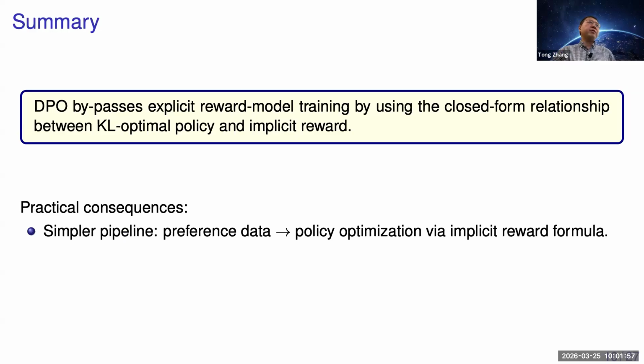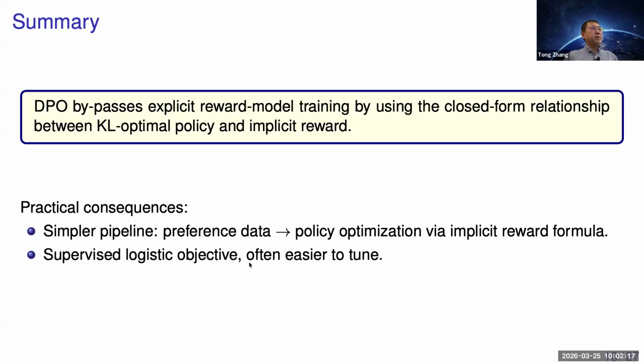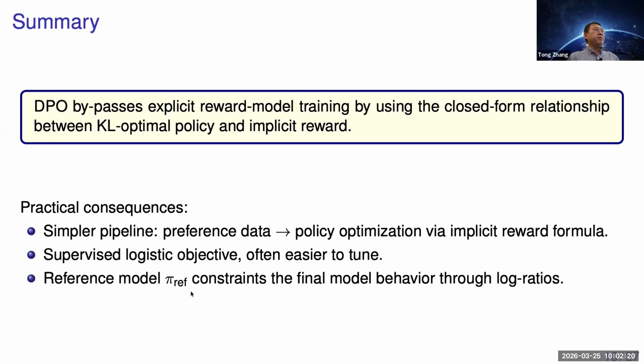Recall that in reinforcement learning, and we will say it again later, your training data should be generated by your policy, at least partially, the trajectory. Supervised data is just given by whatever others. The supervised logistic objective is easy to tune compared with PPO. Also, there is a reference model constraint because it comes from the KL-regularized formulation, which is a nice behavior. You can tune your beta: the larger the beta, the closer your pi star is to pi.